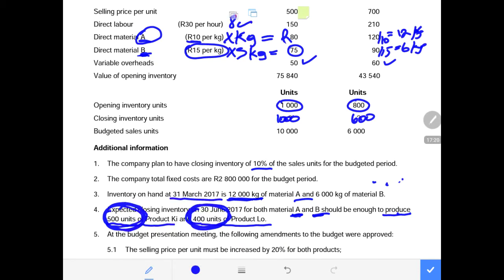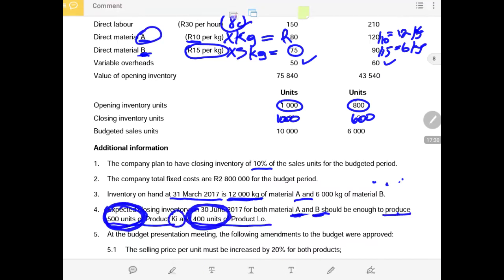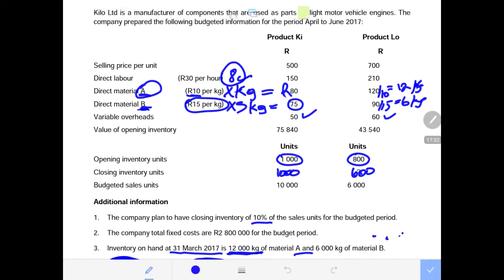That means we need to say now 8 kgs of this material. Remember, they said how many units? 500 units of which product? Of product KI. Now remember, we are on the column of product KI. Then we say 500 units. We need to multiply this by 8 in order for it to give us enough material to complete the 500 units through material A.